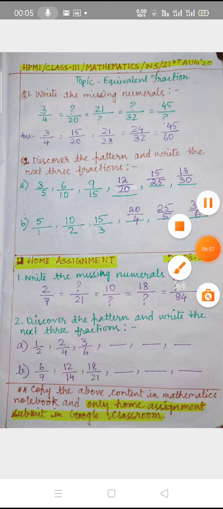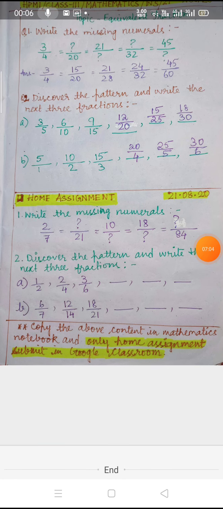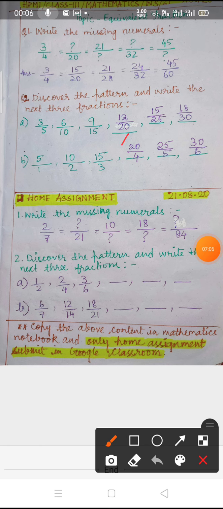So for the next fraction, what number should be multiplied? Yes, 4 is to be multiplied. 4 to be multiplied with this, the next blank 5 to be multiplied, and lastly 6. If you multiply, 5 4s are 20, 1 4 is 4. So 20 by 4. In this blank 5 5s are 25, 1 5 is 5, and lastly 5 6s are 30, 1 6 is 6. So we got all the answers.